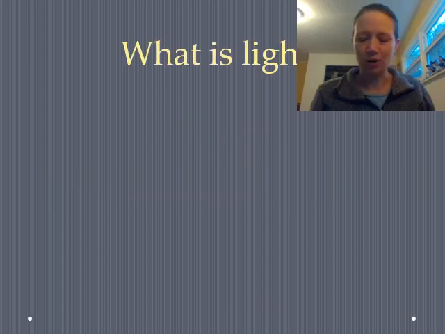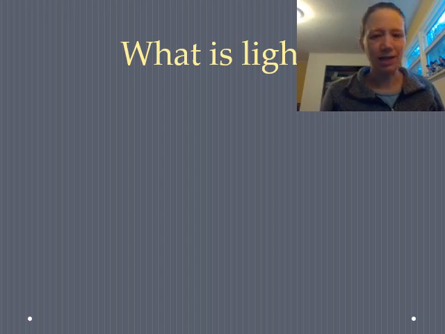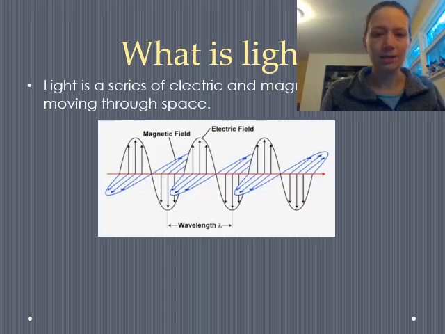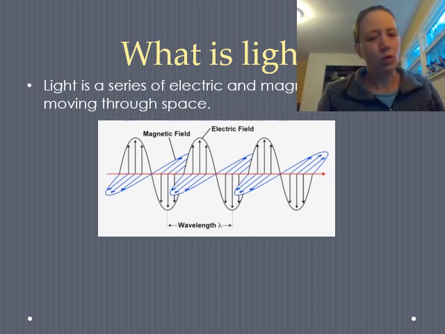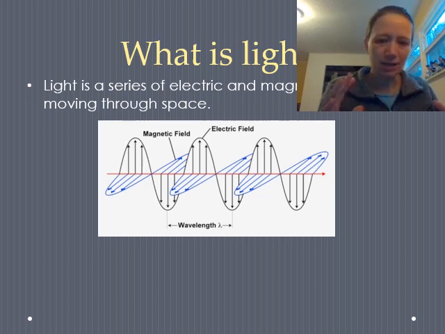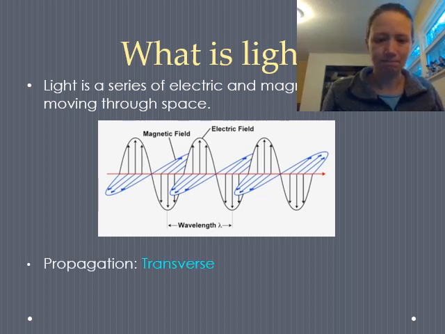So what is light? That was actually a question that really perplexed scientists for a really long period of time because light is really, really small and really, really fast and hard to tell. But we now know what light is. Light is a series of electric and magnetic fields moving through space. What an electric and magnetic field is a deeper question that we go into if you take AP Physics 2 class. But it's basically a wave of electricity and magnetism.